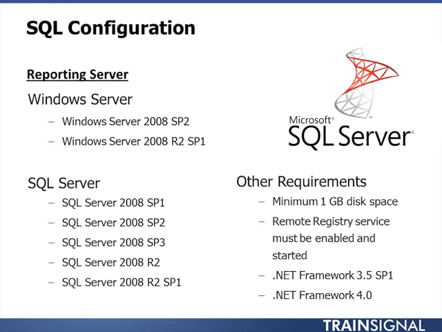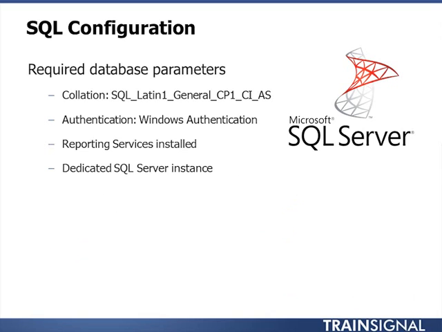Reporting Server is the same Windows Server versions, similar SQL Server versions, but the one primary difference is you have to have the remote registry service enabled and started on whatever server is going to be your reporting server. So if it's going to be the same as the SQL Server you use for the database, install the remote registry service as well, or enable it. Now, if you're not sure how to do that, don't worry. We're going to go through all of that in a demonstration in the next lesson.